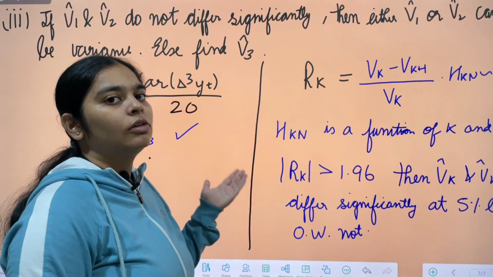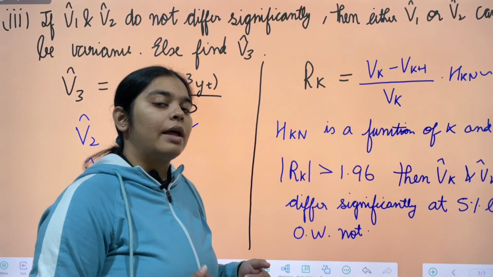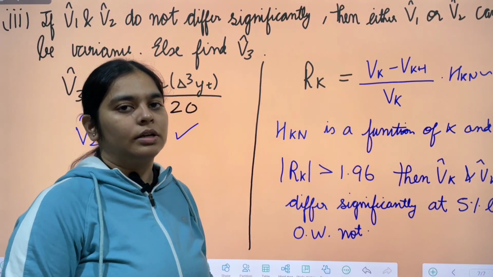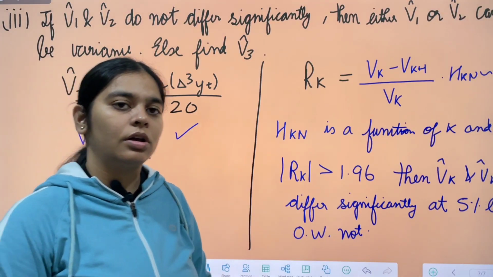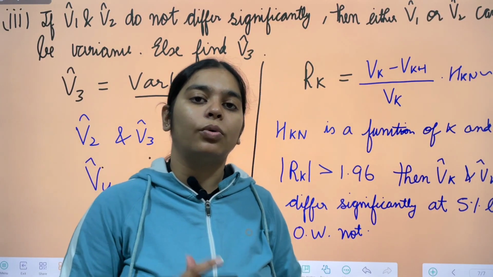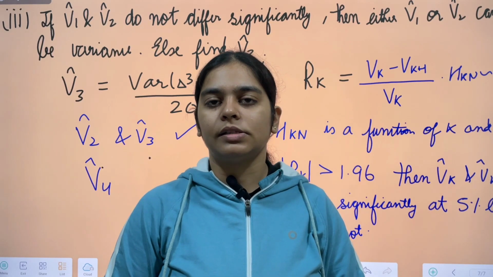If not, then we'll calculate v3 and do the same for v2 and v3 again. We keep on repeating the process until we get our final answer, whether they differ significantly or not. So this was the method. This was the only method required for random component analysis.